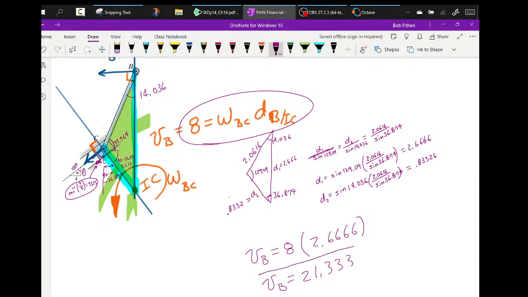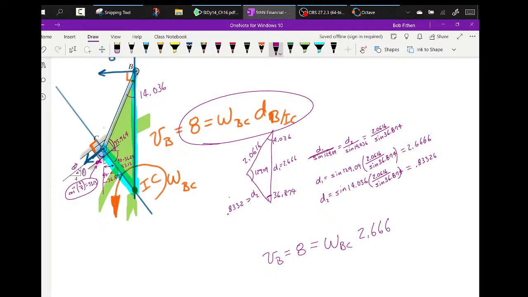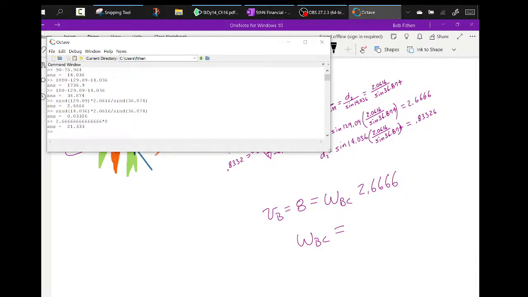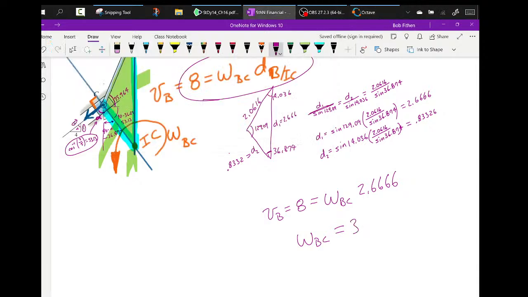Here's your velocity of point B. I'm so sorry. Okay, velocity of B is equal to 8, which is equal to omega BC times 2.6666. Boy, that was a big blunder there. But omega BC is equal to 8 divided by that big long number. Well, so omega BC is 3.